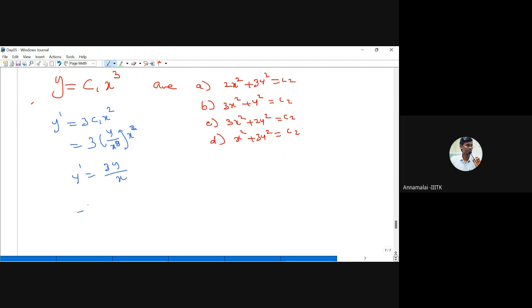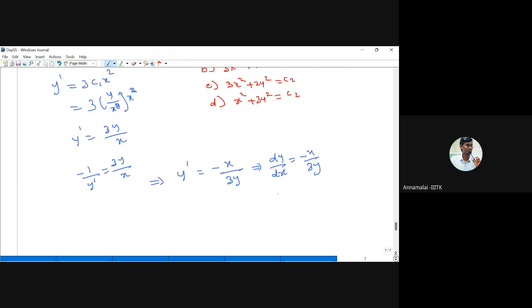Okay. Now replace y dash by minus 1 by y dash. Therefore, from this, what is y dash? Equal to minus x by 3y. So that is dy by dx equal to minus x by 3y. So just cross multiply and then integrate. So 3y dy equal to minus x dx.